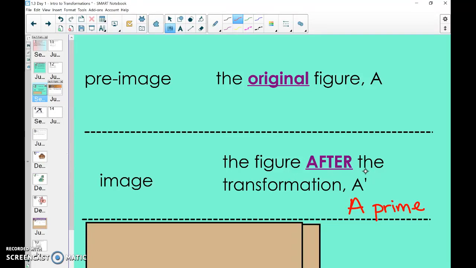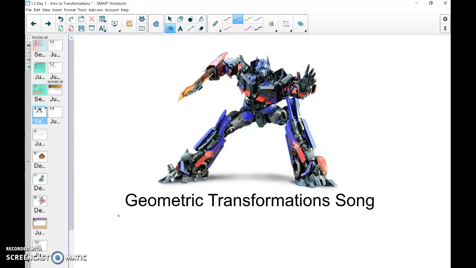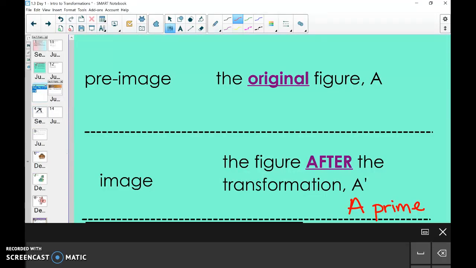Something to help you guys remember that, because a lot of people kind of get this mixed up. They forget which one is A and which one's A prime. We want you guys to think of Transformers. So if you guys have seen the Transformer movie, you might recognize this character. This is Optimus Prime. So the Transformers, when we start the movies, usually we see them as the semi-trucks or the sports car or whatever it might be. They start as that, and when they transform, then they become a prime. So think of that with our lesson as well.